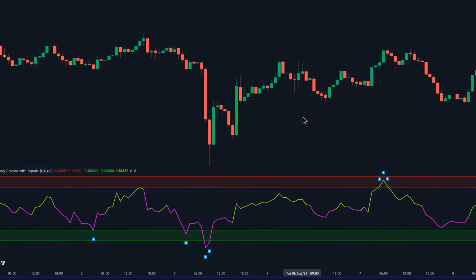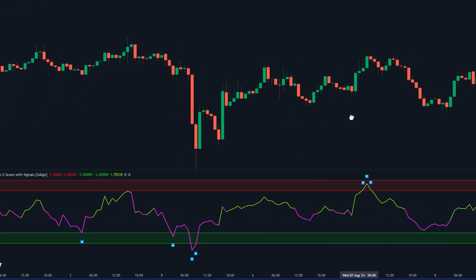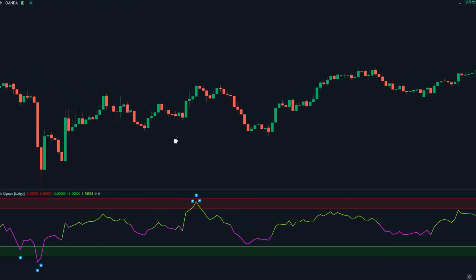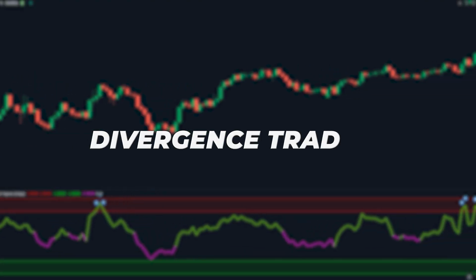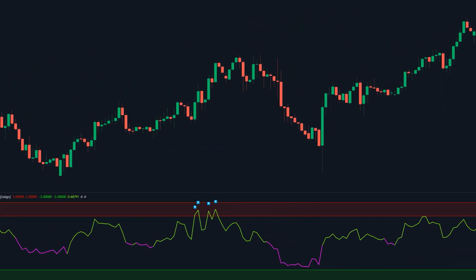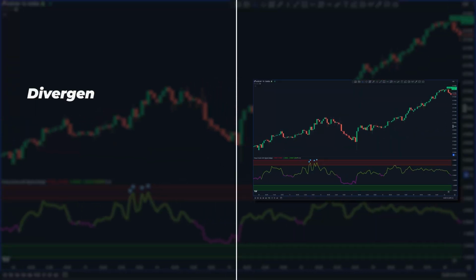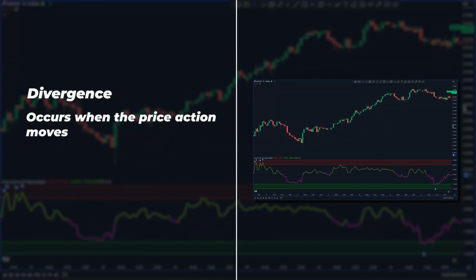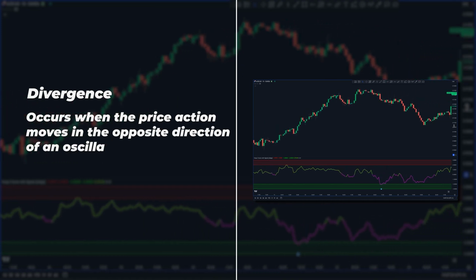Now, using this indicator to trade is quite simple, I gotta say, and there are two main strategies that you can apply: divergence trading and pullback trading. Let's begin with divergence trading. A divergence occurs when the price action of an asset moves in the opposite direction of an oscillator, like the VWAP Z-Score.